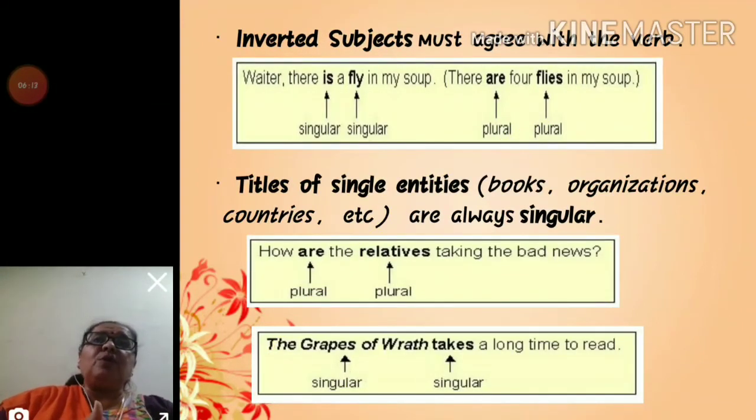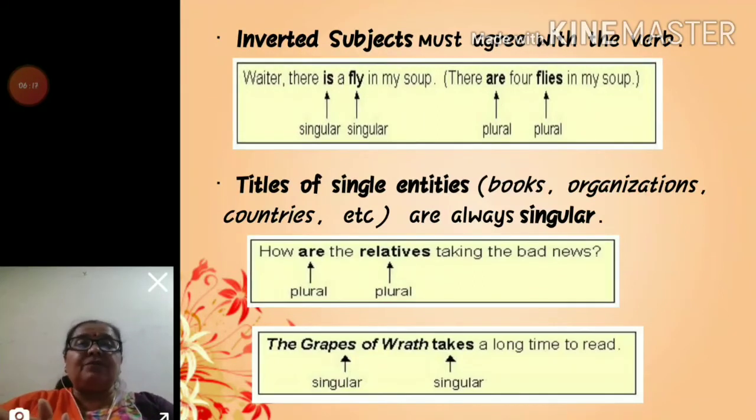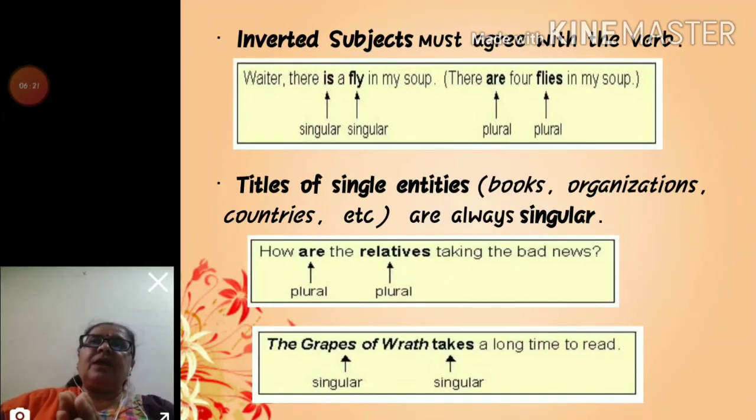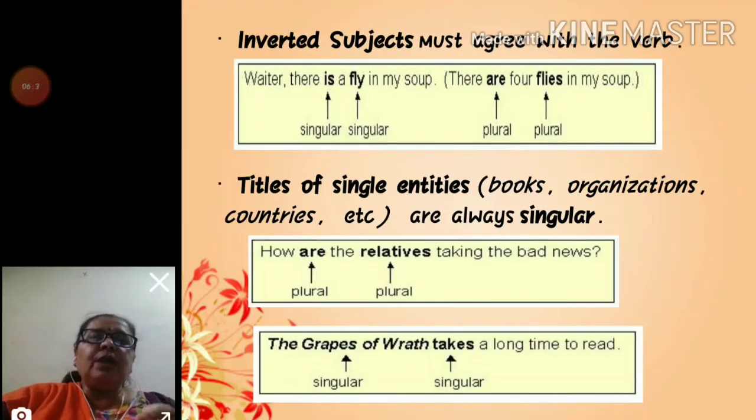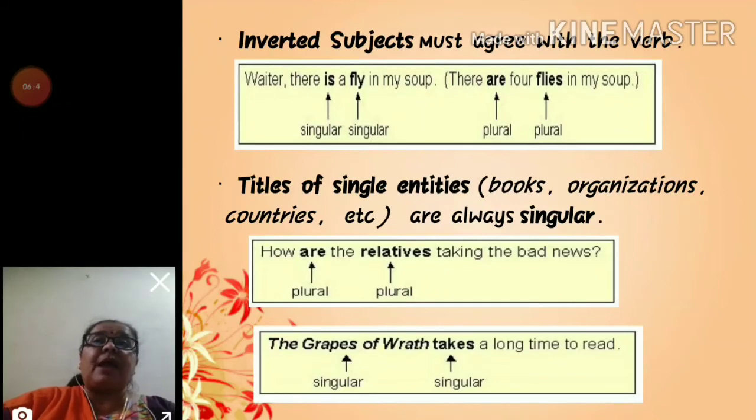Now when we talk about inverted subjects, when the verb comes in front, it will depend on the subject. Like, waiter, there is a fly in my soup. So here fly is singular, so your verb is also singular. While in the other sentence, there are four flies in my soup, flies is plural, so the verb also is plural. Now, how are the relatives taking the bad news? Relatives is plural, so the verb is plural.